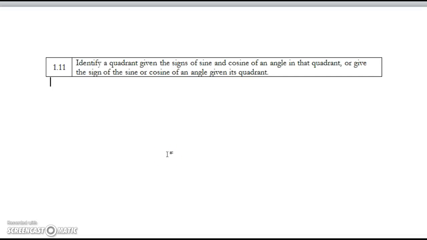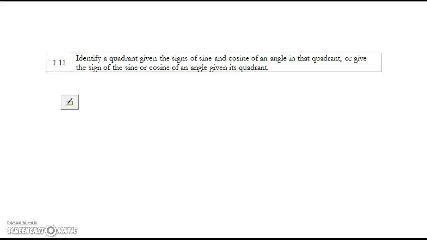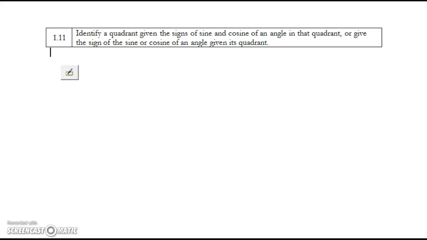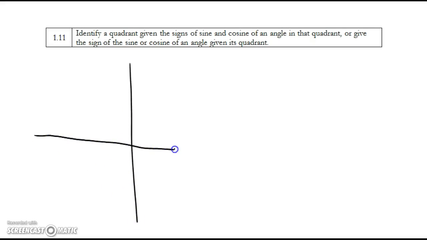Standard 1.11. Identify a quadrant given the signs of a sine and cosine of an angle in that quadrant, or give the sign of the sine or cosine of an angle given its quadrant. All right, so let's take our coordinate plane and let's talk about the sign, S-I-G-N, of sine and cosine in each quadrant. Now in quadrant number 1, we know that our x-coordinate is positive, our y-coordinate is positive, and r is positive.